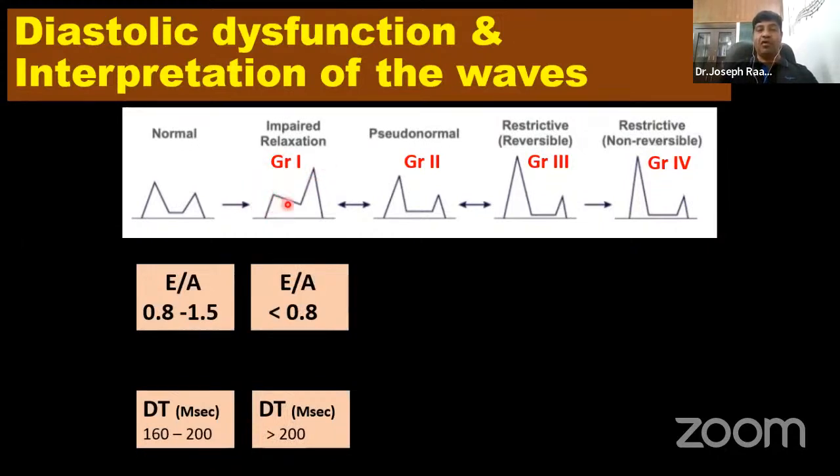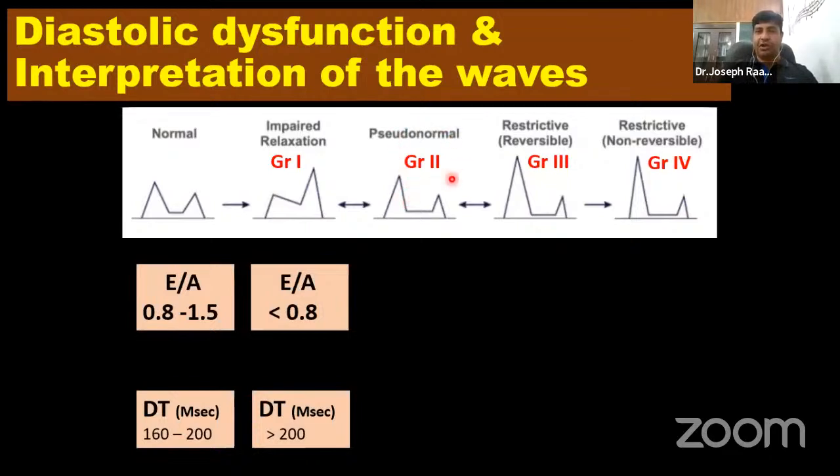As it takes more time for the atrium to empty into the left ventricle, the deceleration time also becomes more. So normal deceleration time is 160 to 200, whereas in grade 1 diastolic dysfunction, it goes above 200. Okay. So then what happens? Your left atrial pressure starts to compensate. So the left atrial pressures also start increasing.